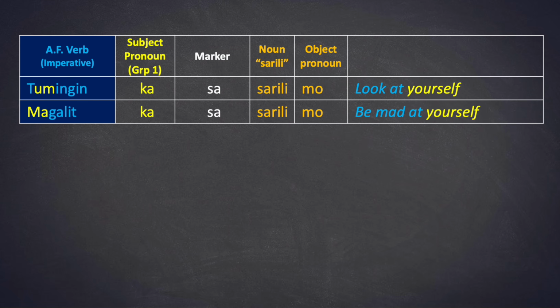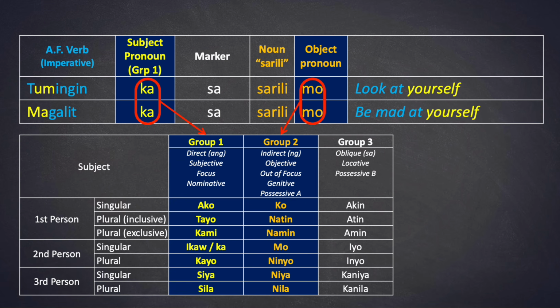Notice some differences with the earlier pattern with object-focused verbs. Number 1, we are using actor-focused verbs. Number 2, the subject pronoun is a group 1 personal pronoun, while the object pronoun remains a group 2 personal pronoun. And number 3, the case marker used is the oblique marker, sa, instead of ang.